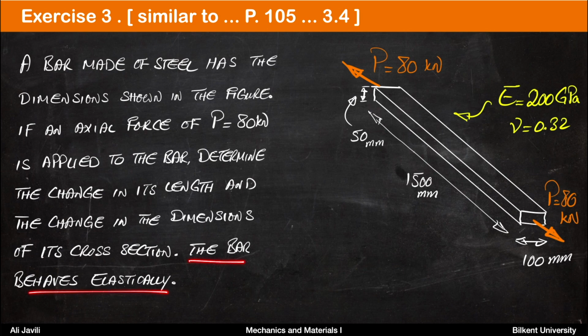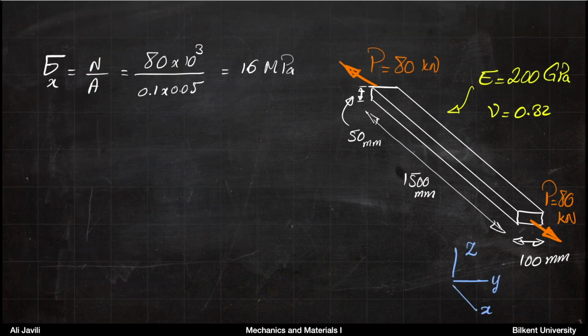Also, you are told that the bar behaves elastically, indicating that whatever stress you calculate is smaller than the yield stress. So you don't have to worry about that part. All right, so if we define this coordinate system for simplicity, let's say the main axis is the x-axis, then the normal stress would be the normal force divided by area with the normal axis to be the x-axis.